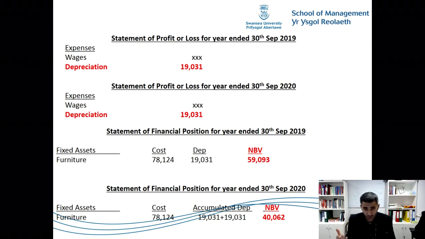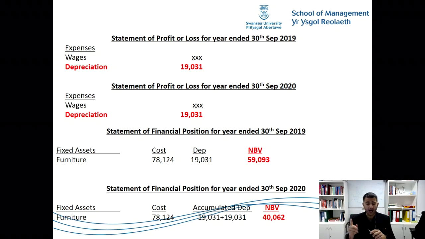And in 2021, the accumulated depreciation will be 19,031 plus 19,031 plus 19,031. And in September 2022, you will have the 19,031 4 times. And this is the way you can calculate depreciation and net book value.